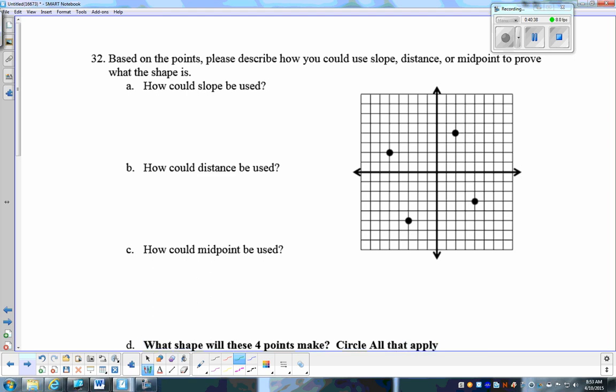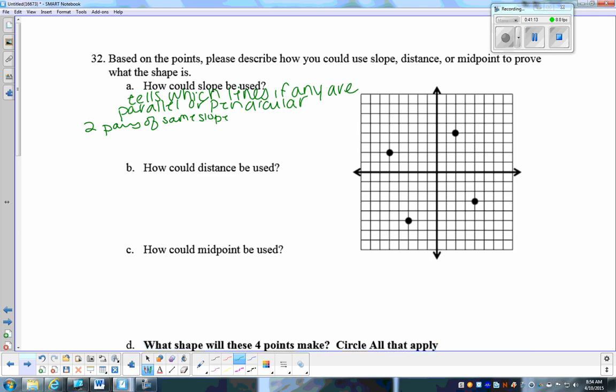Based on the points, describe how you could use slope, distance, or midpoint to prove what shape it is. So how could slope be used? Slope is going to tell you which lines, if any, are parallel or perpendicular. Because if you have two pairs of the same slope, you have a parallelogram. If you have one pair of the same slope of the sides, you have a trapezoid.